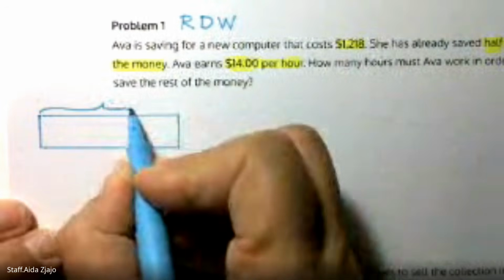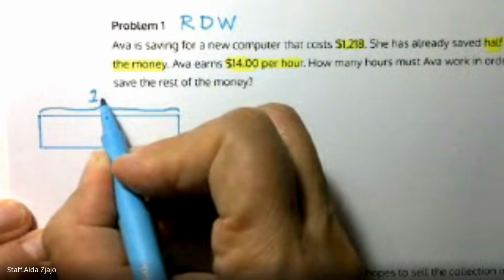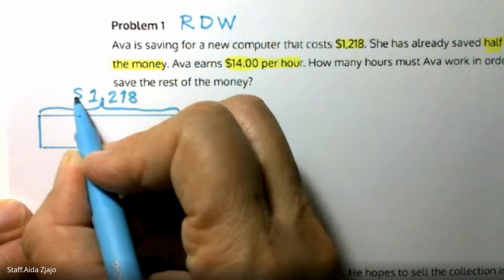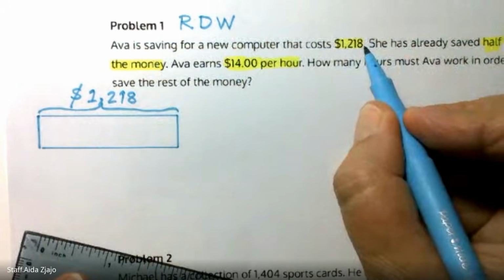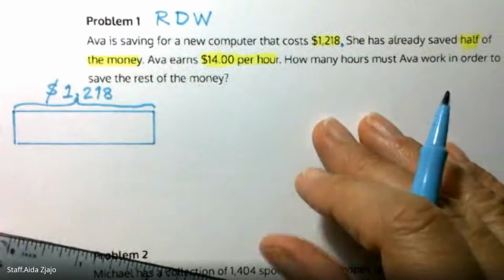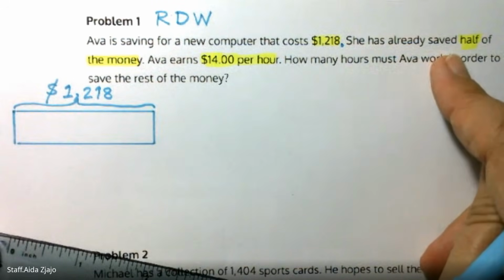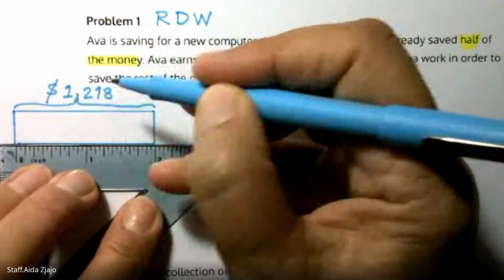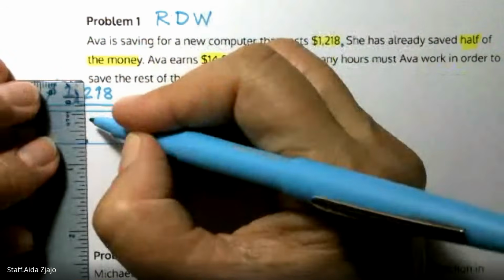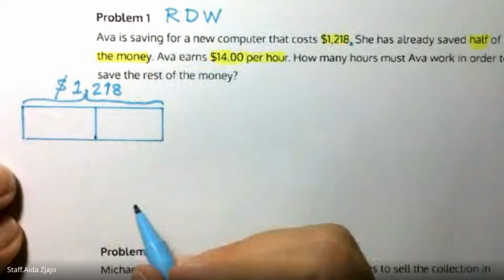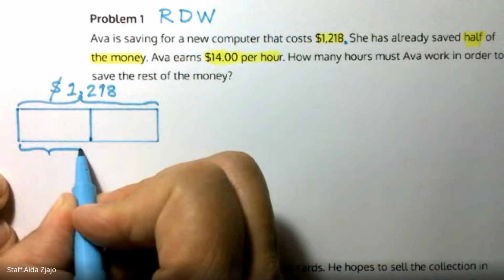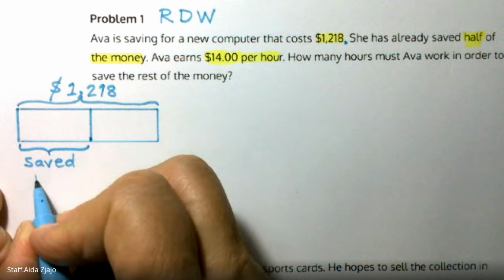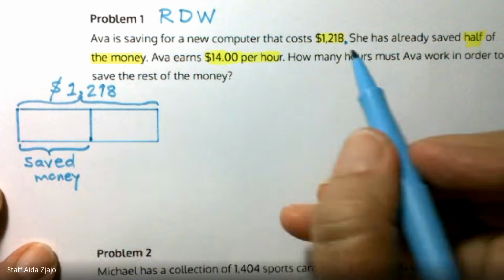The computer costs $1,218. That's how much the computer is. That's the first sentence. Next it says she has already saved half of the money. So if that is the whole money, half of it would be this much, and she has already saved that. Saved money.